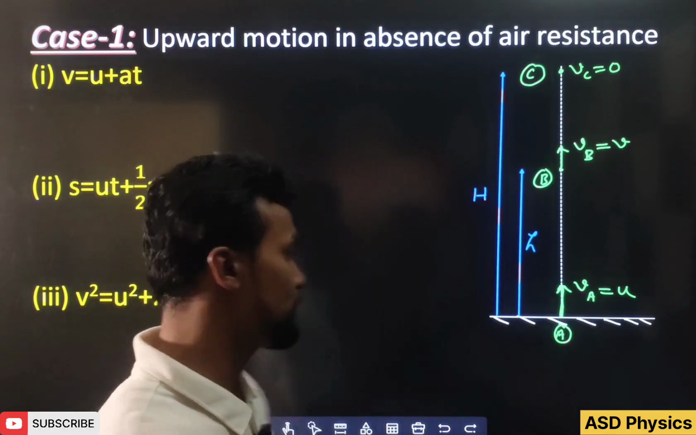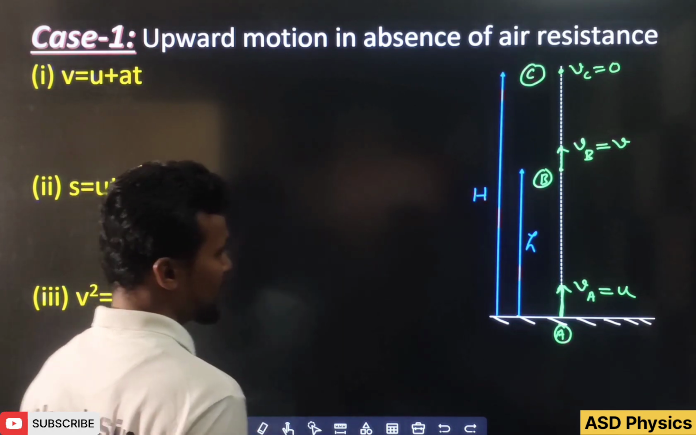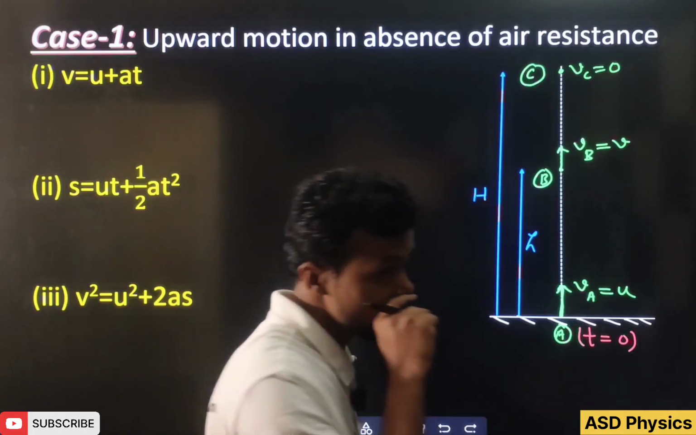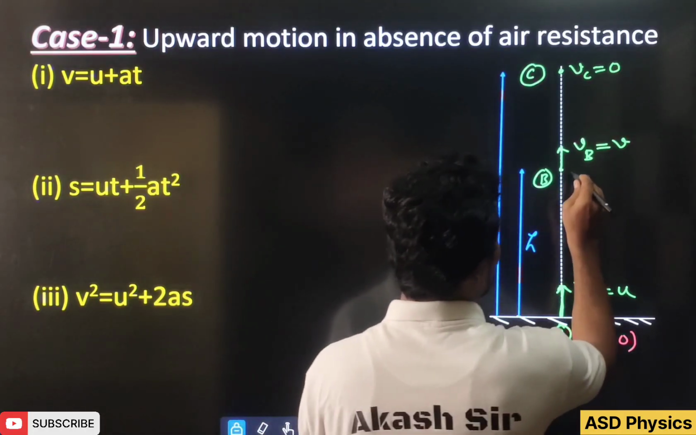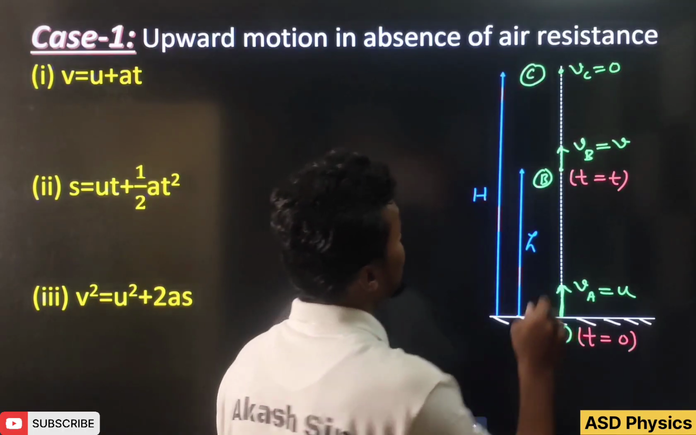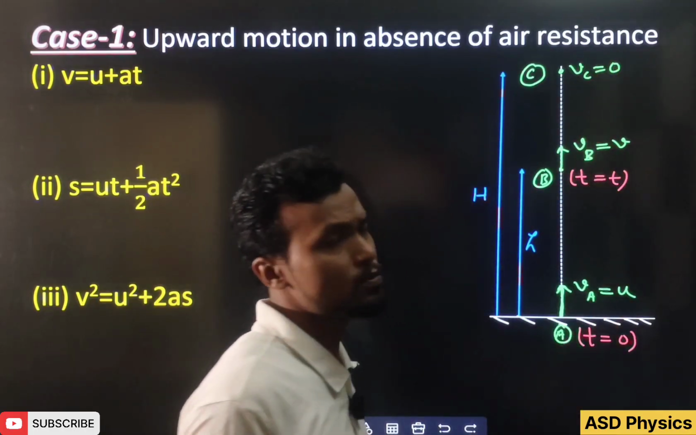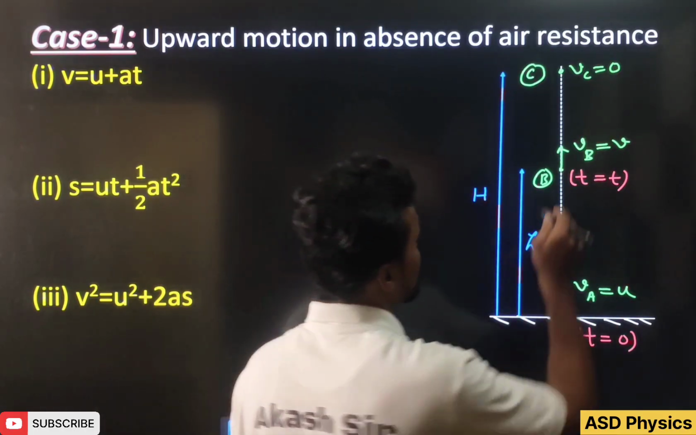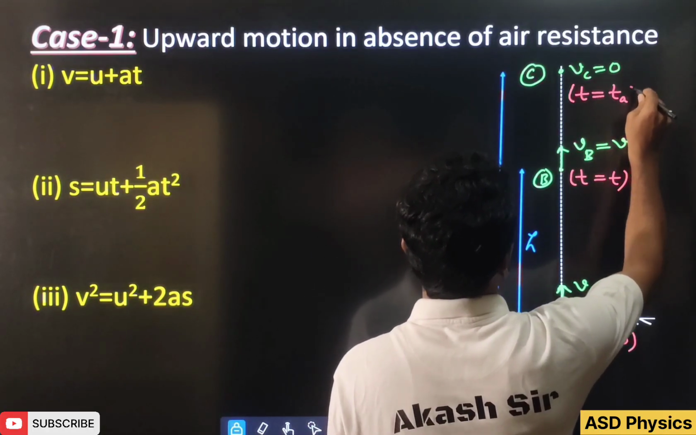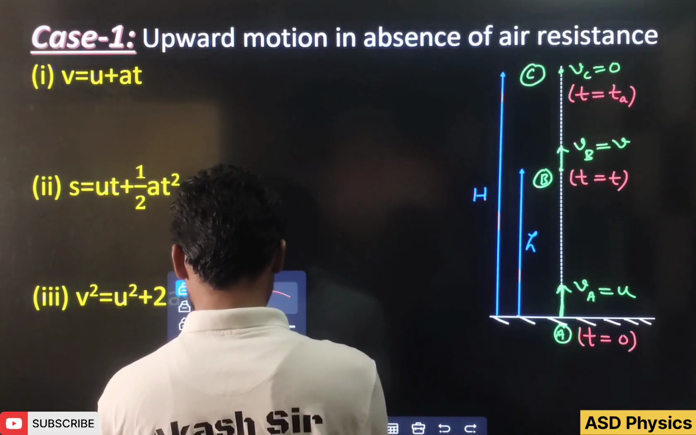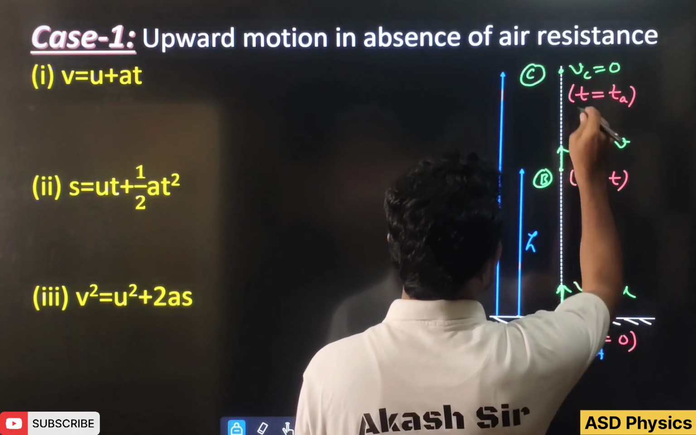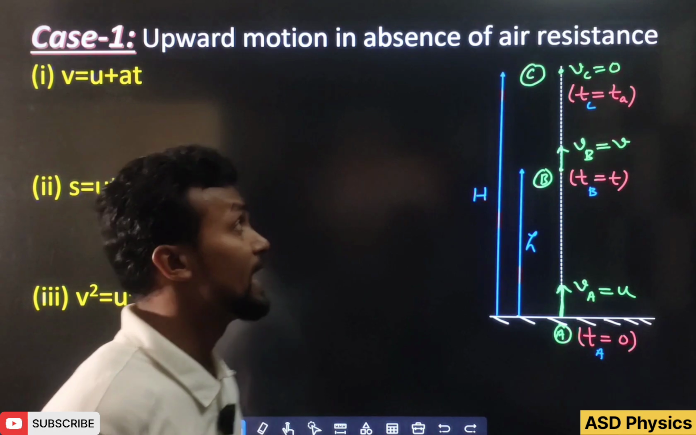Now what about the time? If I talk about the time, let's take the object is projected from ground at t equal to 0. Okay, and at point B, let's take time is t equal to t. Now, at the highest point, the time taken to reach maximum height is called time of ascent. Okay, and at point C, let's take this time is t equal to ta. To be more specific, you can write time ta, time tb, and time tc. Is it? And this is which motion?